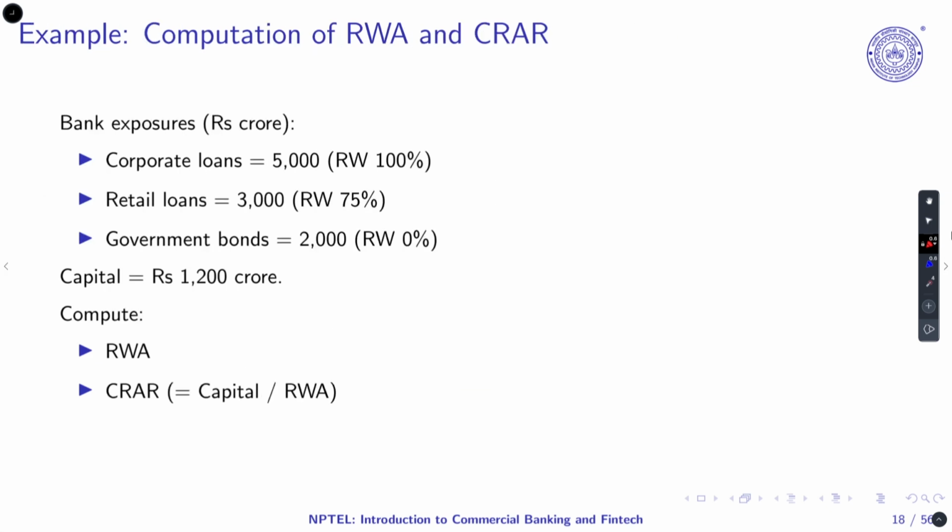So for example, if I have to calculate the bank exposure, which is in rupees crore, the corporate loan is 5,000 crore, and it has a 100% weightage. Retail loan is 3,000 crore, and it will have a risk weight of 75%. Government bonds have a 0% weight. The capital is 1,200 crore, so can we calculate the RWA, and see how the RWA is going to change the CRAR?